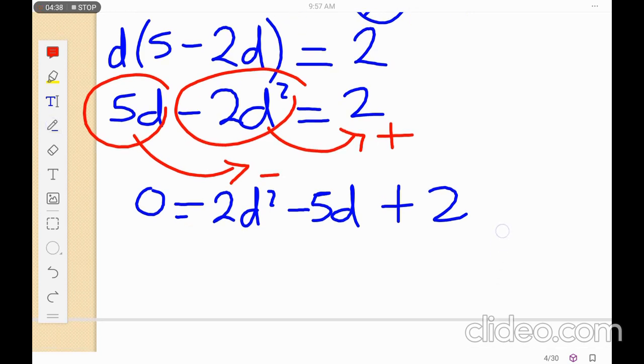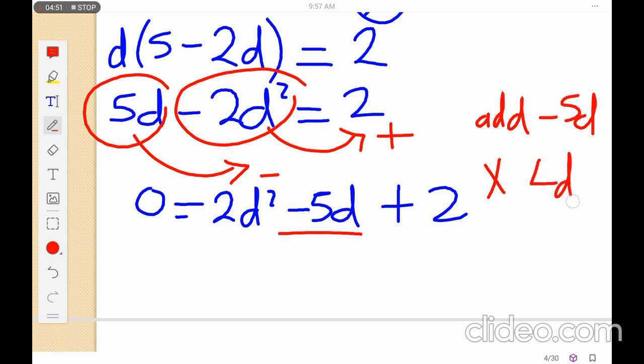Now I'll also find a number such that if I add, I'll have minus 5d, and if I multiply, I'll get 4d squared. So what is the number? I can think of minus 4d minus 1d. If I add, minus 4d minus 1d, I get minus 5d.